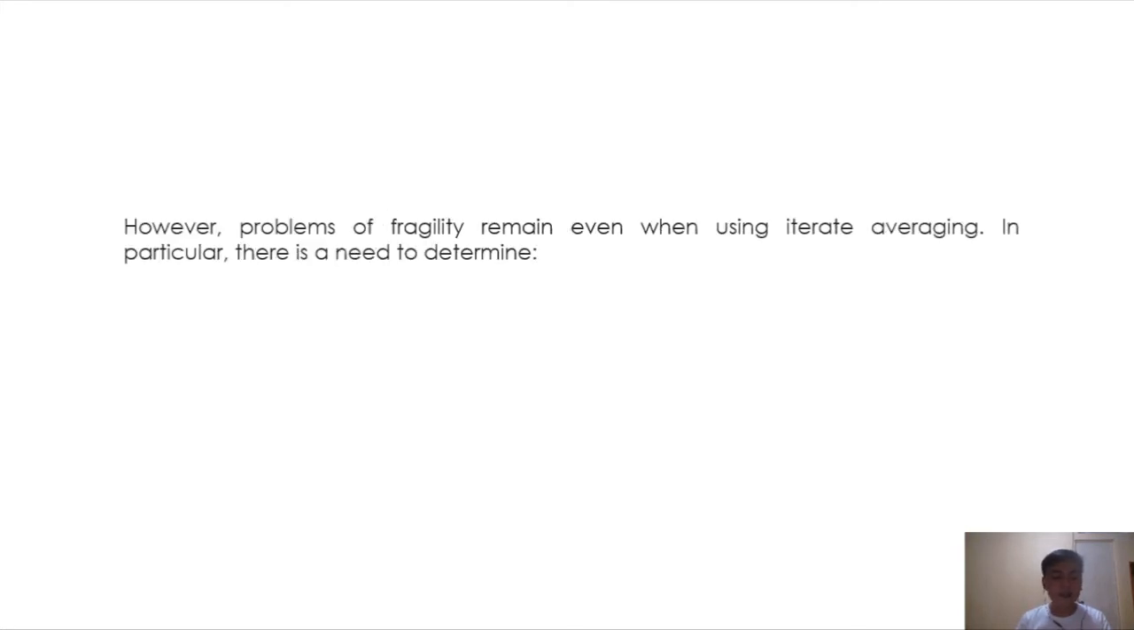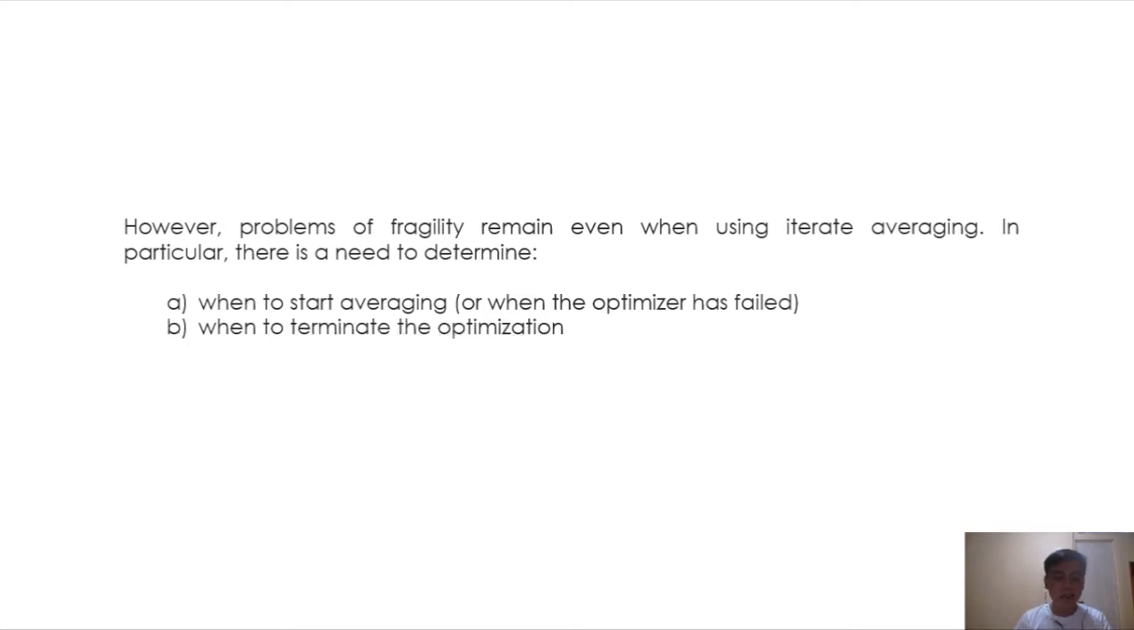Again, there are still drawbacks to this approach. The problems of fragility remain even when using this iterate averaging. And in particular, there is a need to determine, A, when to start averaging or when the optimizer has failed, and B, when to terminate our optimization.